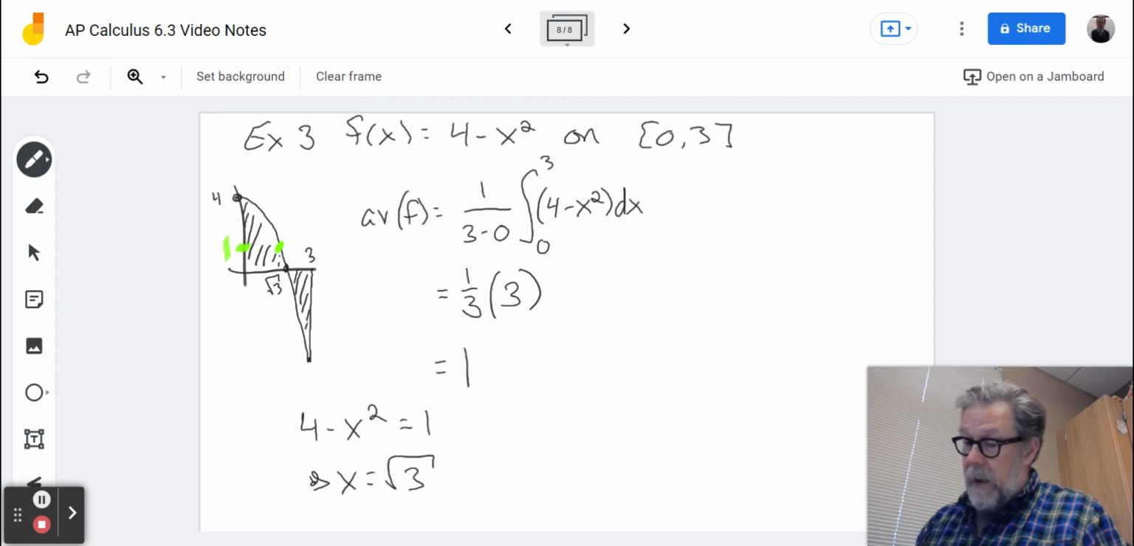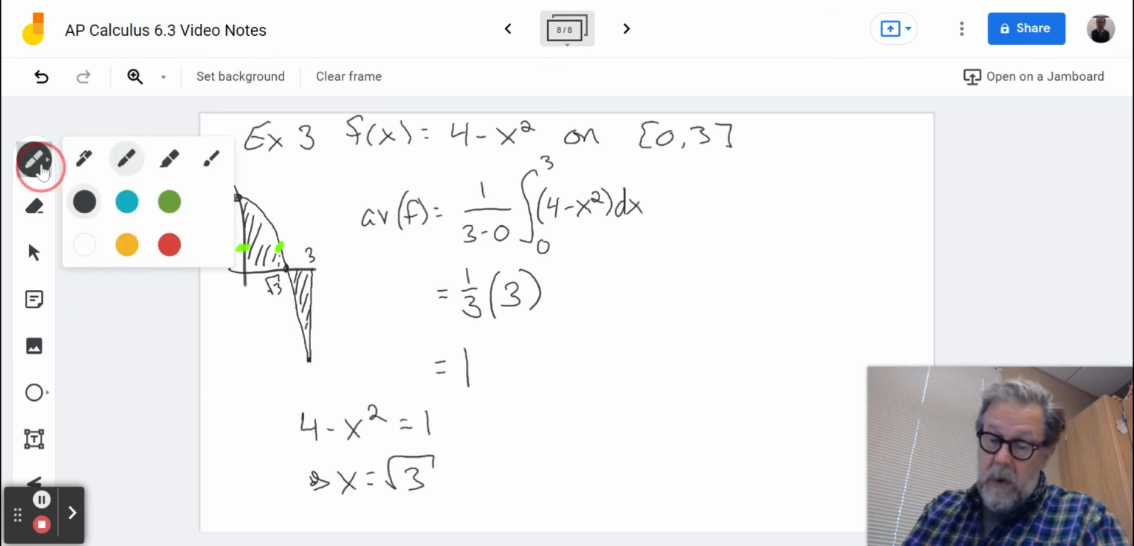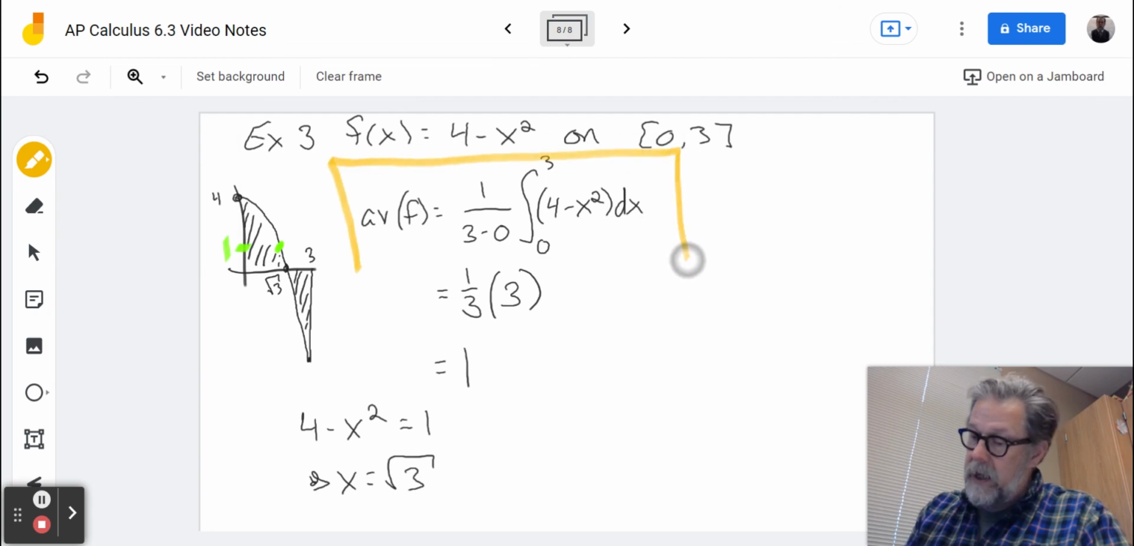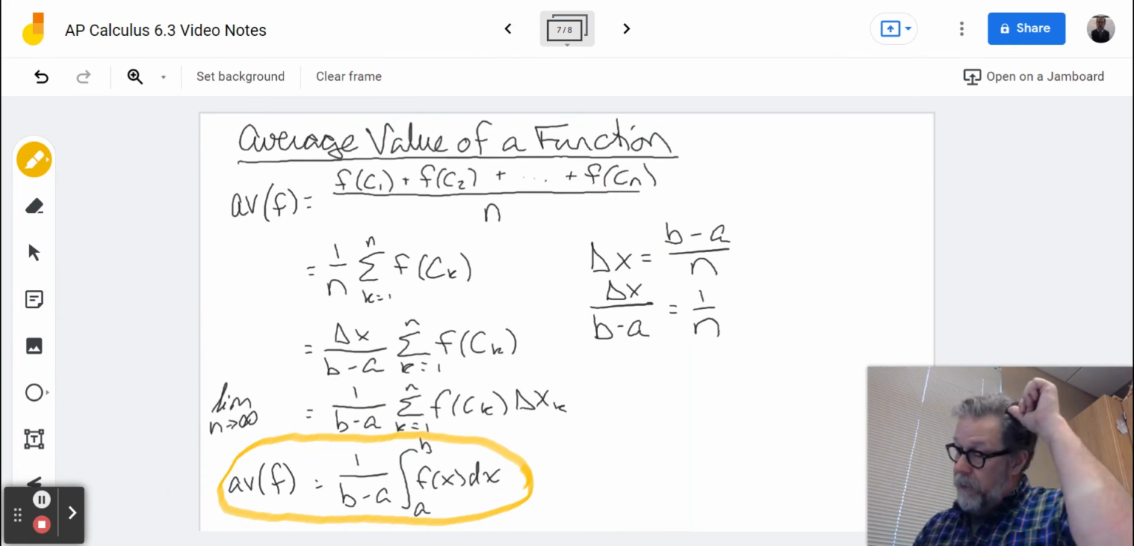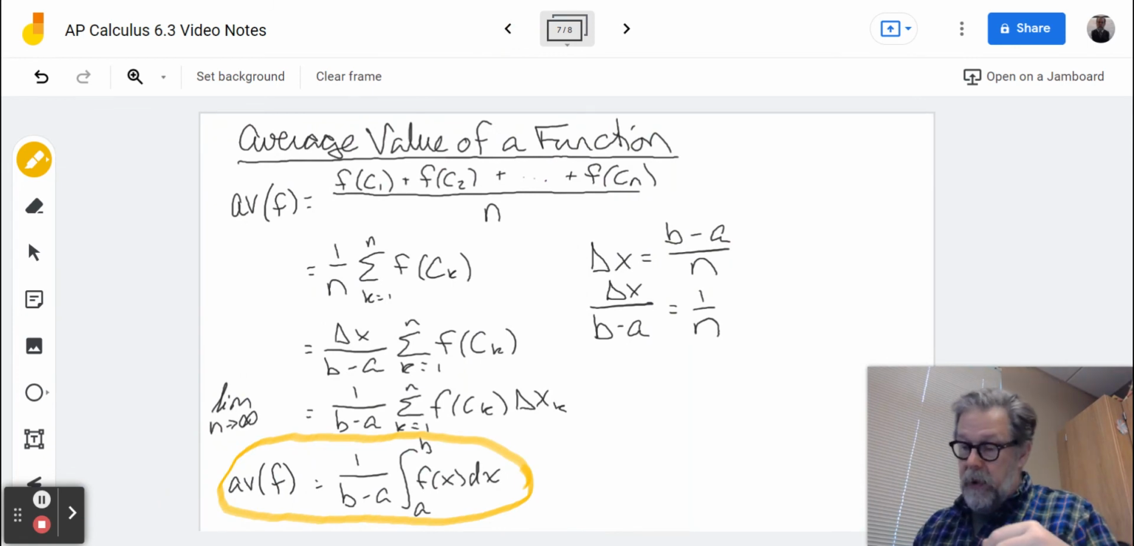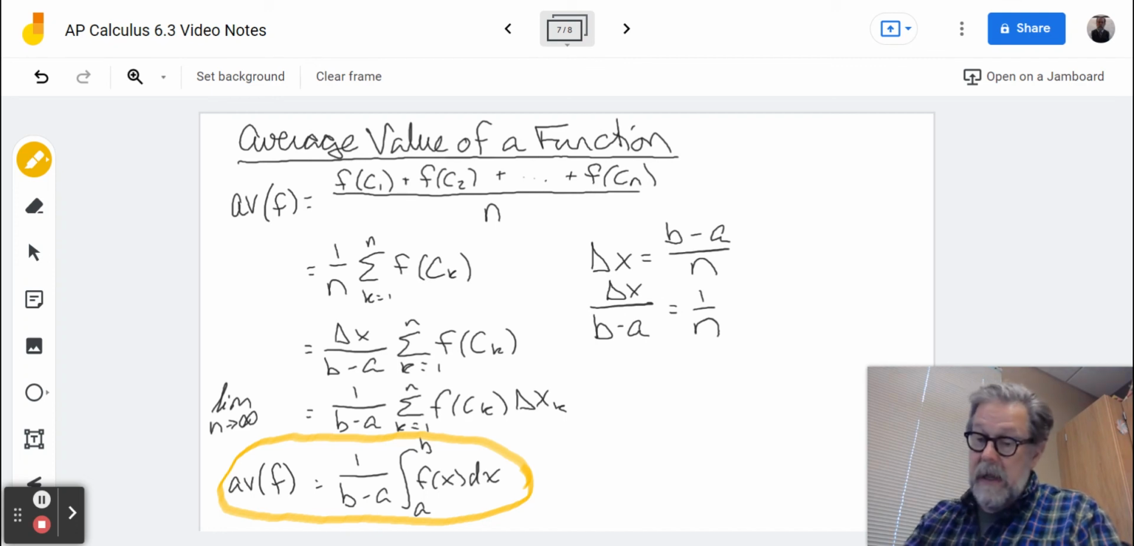All right, that's a quickie on average value. What do you need to jot down in your notes? Well, you need to jot down the one that I put on the previous page, the generalized value of the function.